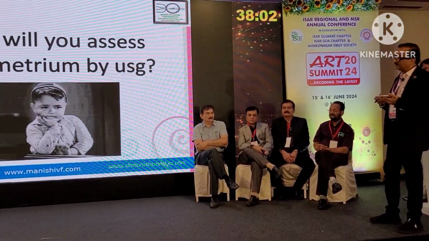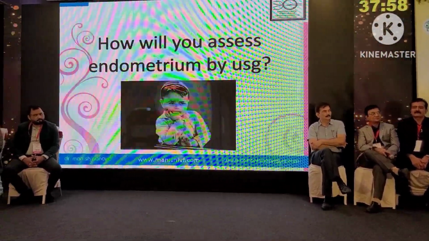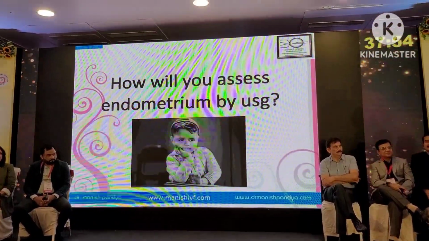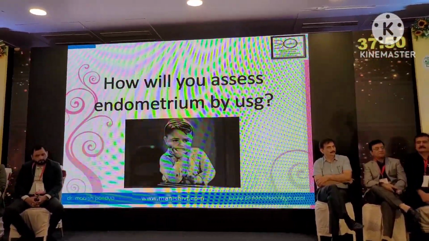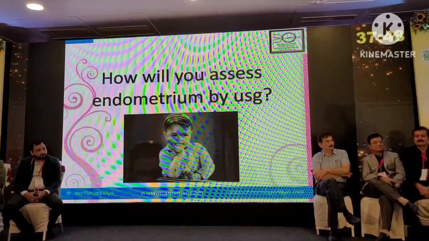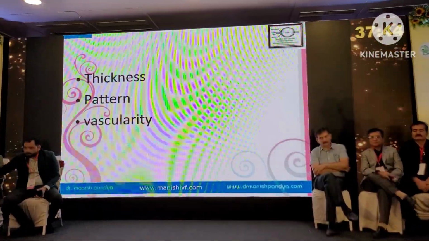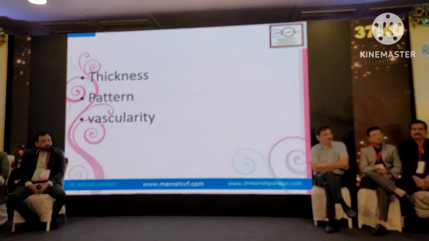Now, how will you assess the endometrium by ultrasound? What are the parameters to be considered? Follicular maturity should be synchronized with the endometrium. If you consider the ovum as the husband, the endometrium is the wife, because in the ovum we are only looking at the size, but in the endometrium we have to look for so many things: thickness, pattern, vascularity. So one by one.